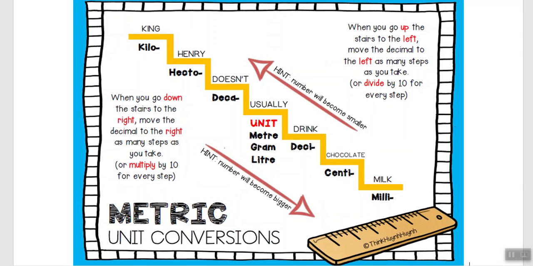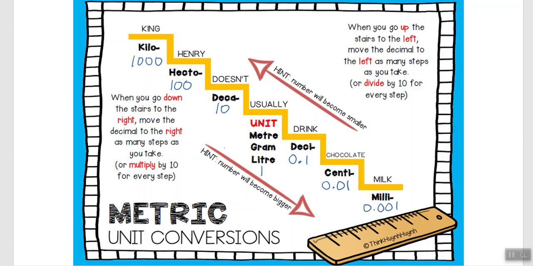King, or kilo, is 1,000. Henry, or hecto, is 100. Doesn't, or deca, is 10. Usually, or the unit, whether that's meters, grams, or liters, is 1. Drink is deci, that's a tenth, or 0.1. Chocolate, or centi, is 100th, or 0.01. And milk, or milli, is 1,000th, or 0.001.